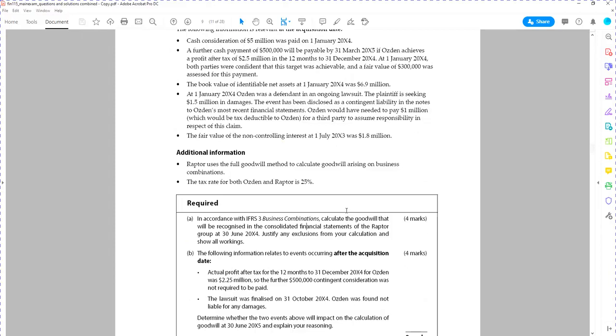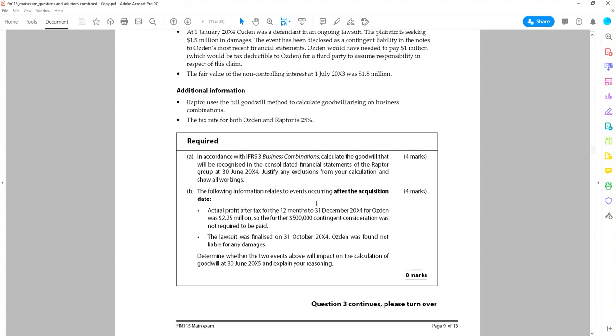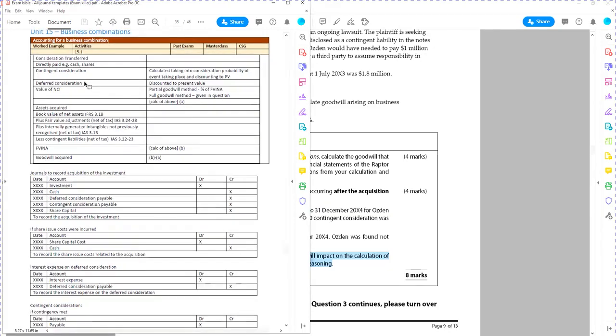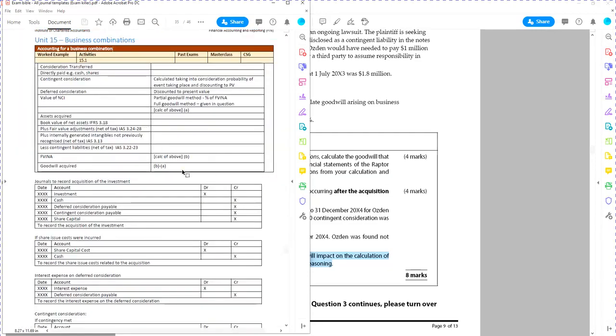So the first thing we need to do is calculate goodwill. The next thing we need to do is determine whether the two events above will impact the calculation of goodwill. Whenever we see goodwill, the first thing we need to consider is that it straight away relates to the business combinations chapter. Next, open up your journal templates and go to the section on business combinations. This will tell you exactly what you need to do to calculate your goodwill, as well as the journals that you need to record.